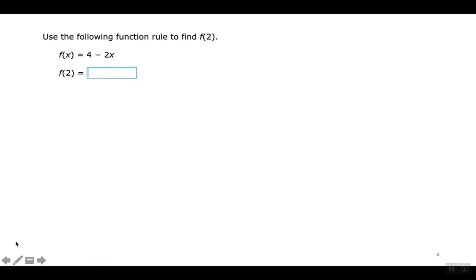Alright, look at this one. Find f of 2. Encuentren f de 2. Alright, so when you substitute it into the function rule, you're going to have this. Now, you always got to follow the order of operations. PEMDAS. Tenemos que seguir la orden de operaciones. And PEMDAS says you got to multiply before you add or subtract. So first I got to multiply these two.